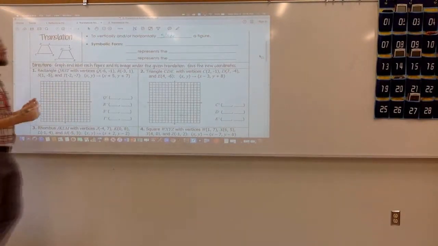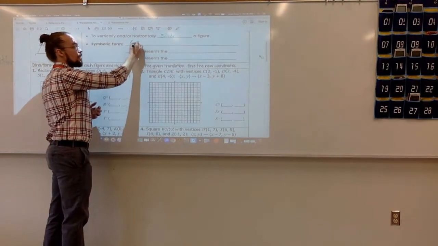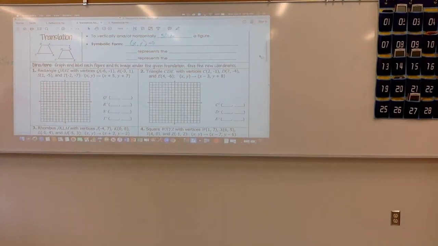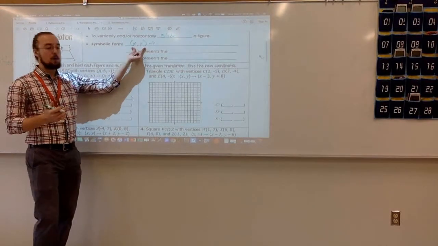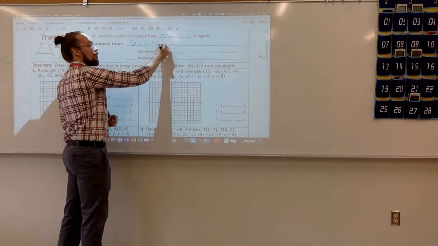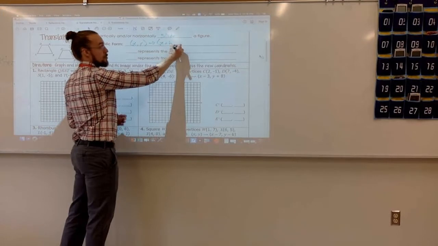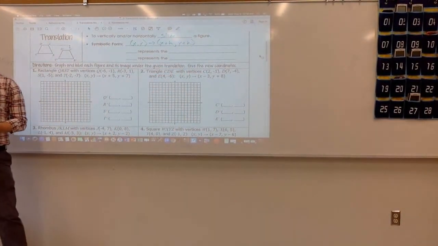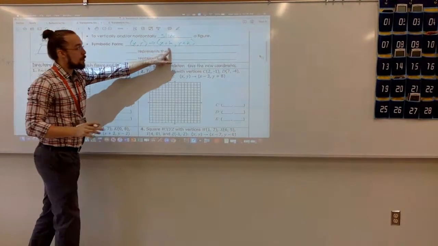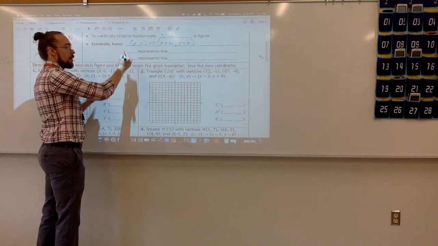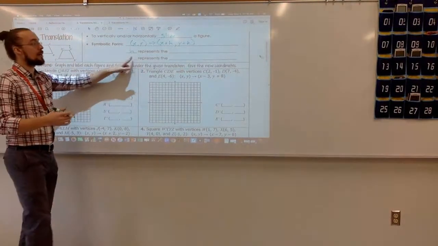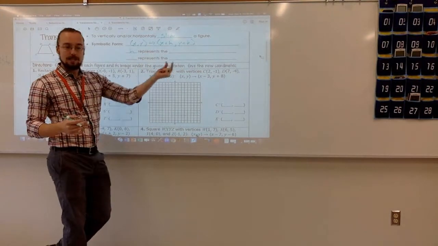So symbolically, we're going to write a rule for each of our translations, or sometimes there'll be a rule written for us that just tells us to take our original point and add something to the x coordinate and add something to the y coordinate. Whatever number I'm adding to the x coordinate, in our generic notation we're going to call that h. Whatever number we're adding just tells me how far left or right to go.